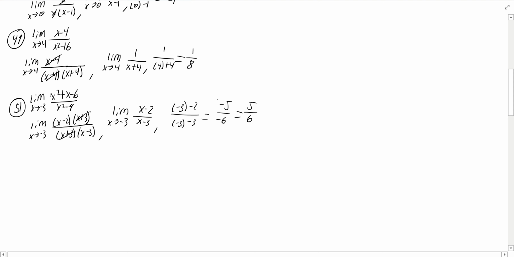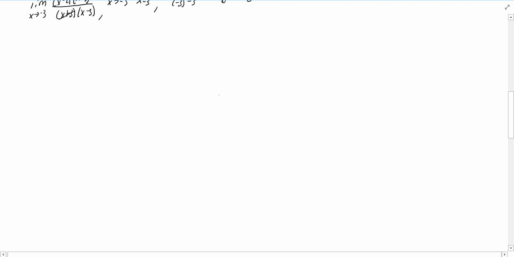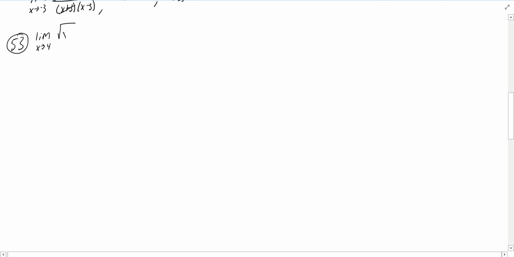So we'll scroll this down again, or I'll attempt to. Oh, there we go. Alright, so now we have 53. And 53, I must say, is going to be a little bit different. We're not going to be doing any more of this factoring. We're going to be imposing some rationalization. So in 53, we have the limit as x goes to 4 of the square root of x plus 5 minus 3 all over x minus 4.